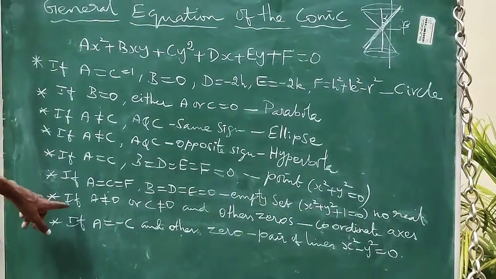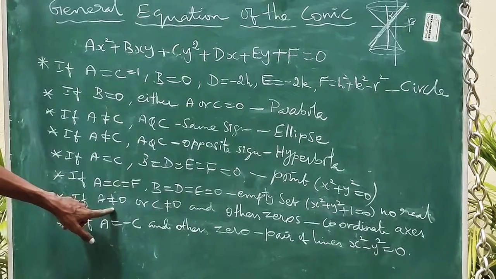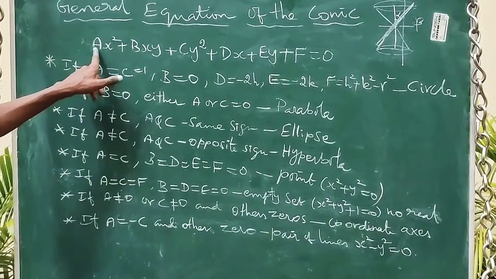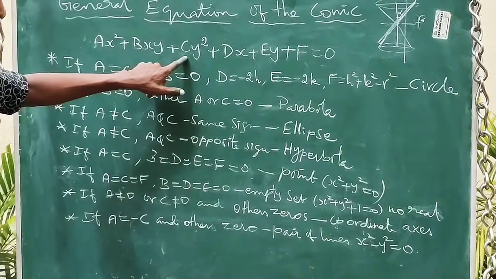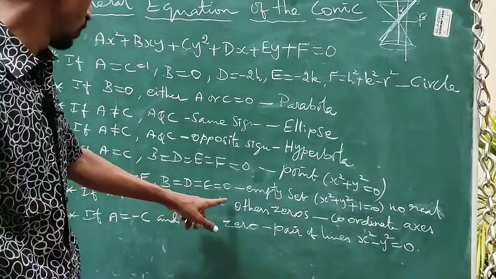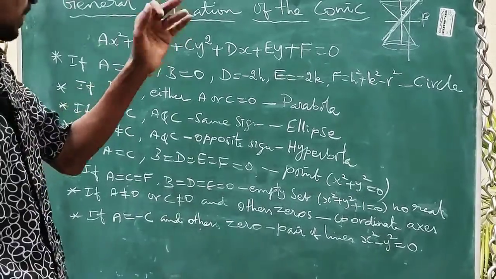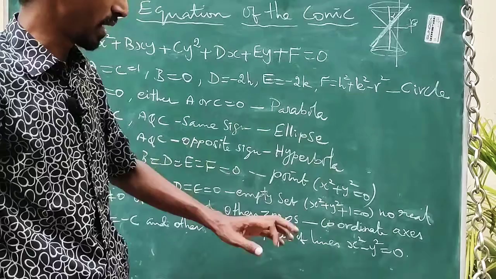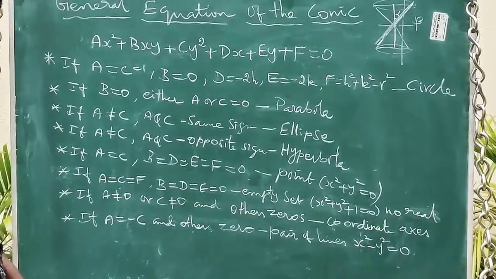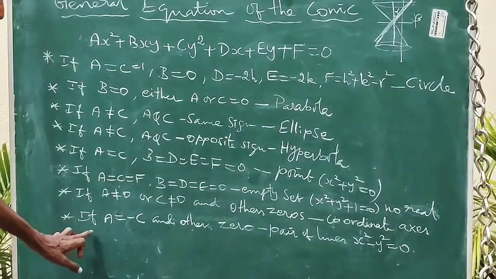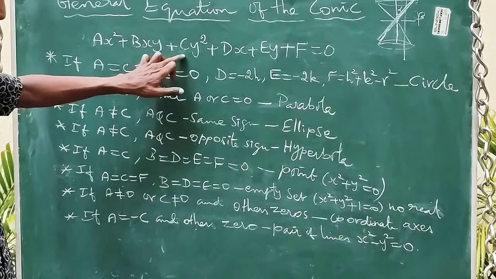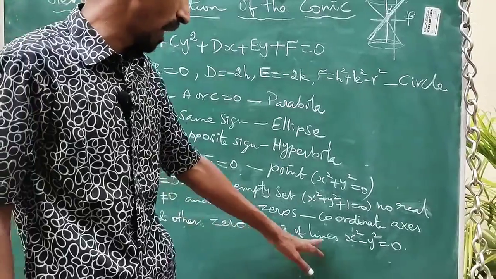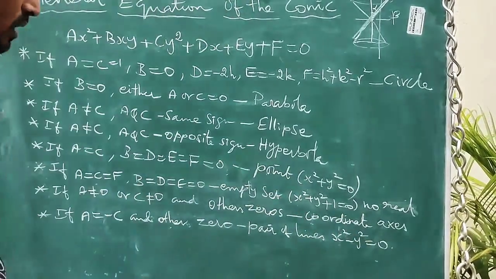Okay. And if either A not equal to 0 or C not equal to 0, and B, D, F, all other values are 0, it represents coordinate axis. Coordinate axis means either x equal to 0 or y equal to 0. Last one, if A equal to minus C and the other values are 0, it represents pair of lines, x square minus y square equal to 0.